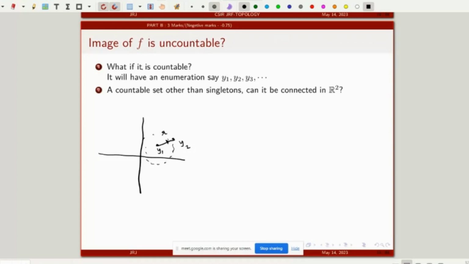Likewise, we can make uncountably many balls around y1, right? Corresponding to each point from here to here, we will get open balls. So we have uncountably many open balls. So is it possible to choose an open ball around y1 such that on its boundary there are no points from this image set? Is it possible to choose such a delta?